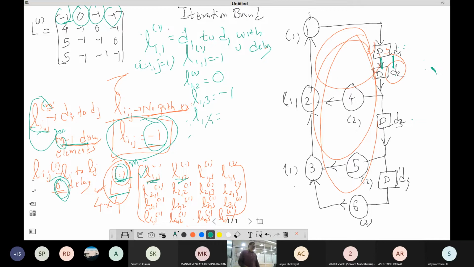L14. I need to start with D1. I need to reach up to D4, but there is no in between delay element. But still there is no such path. So there is minus 1. So that's why minus 1, 0, minus 1 for all these four values. I hope this one is clear.